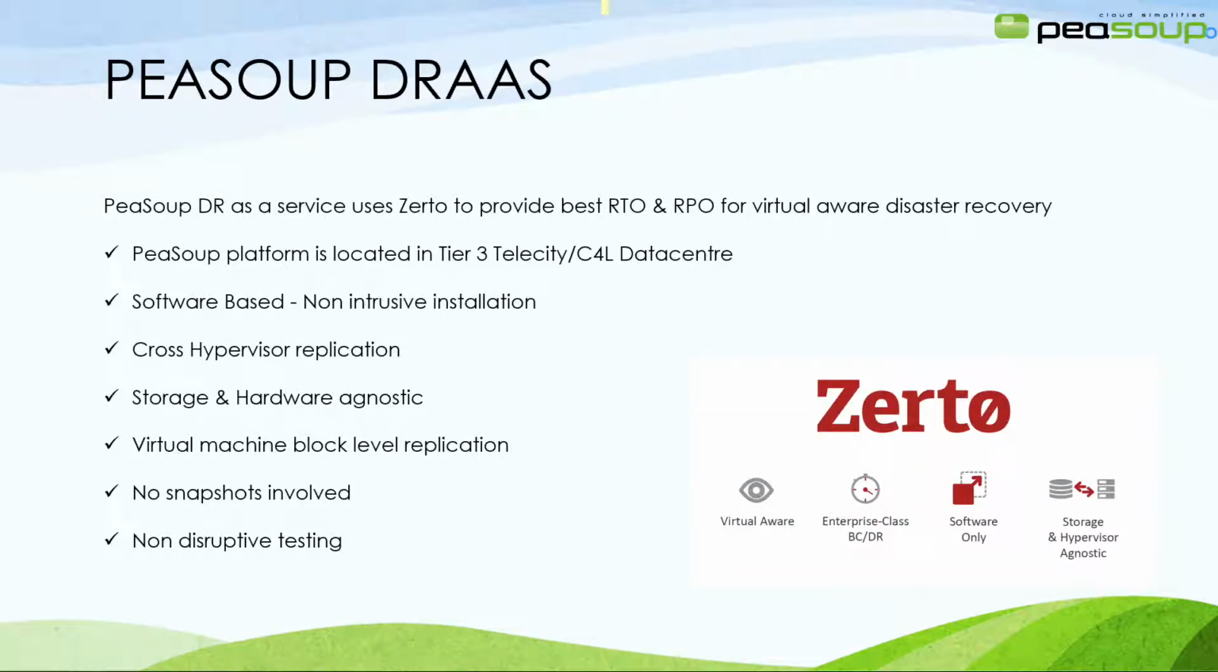PeaSoup Disaster Recovery as a Service is using Zerto 4.0. It's the best virtualization disaster recovery tool in the market today. It's software based, which means no downtime during installation. It's a cross-hypervisor application, so from Hyper-V to VMware, from VMware to VMware, from VMware to Hyper-V, it's all possible. It's agnostic, so it doesn't matter what storage or hardware you have at your primary site.